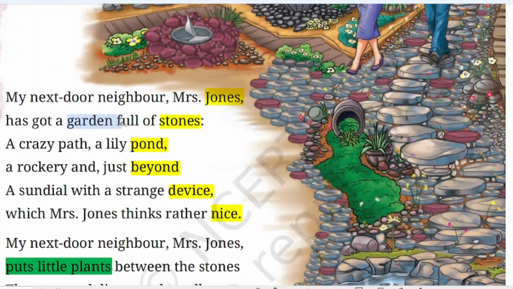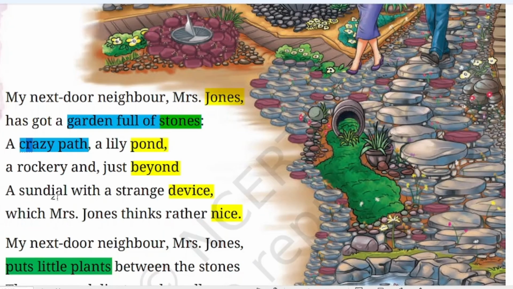Now you see here, garden full of stones. Usually a garden is full of flowers. Here, it is imagery. By hearing it, we can imagine the garden with the stones, isn't it? Garden full of stones. It is imagery. Similarly, crazy path. We can understand it's not a normal path, but an unusual path. So these are the imagery used in this poem.